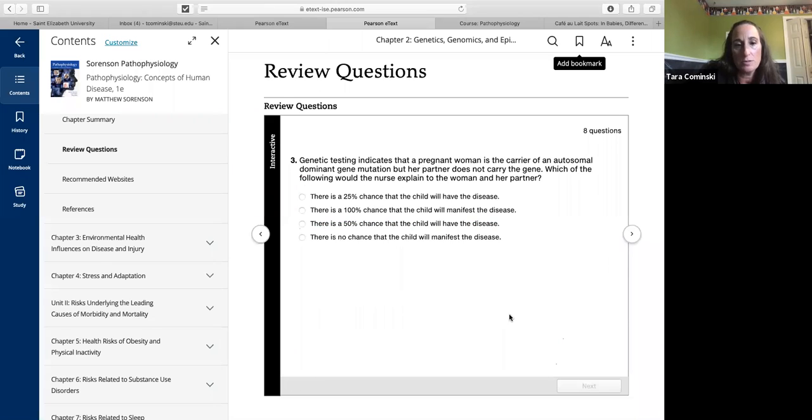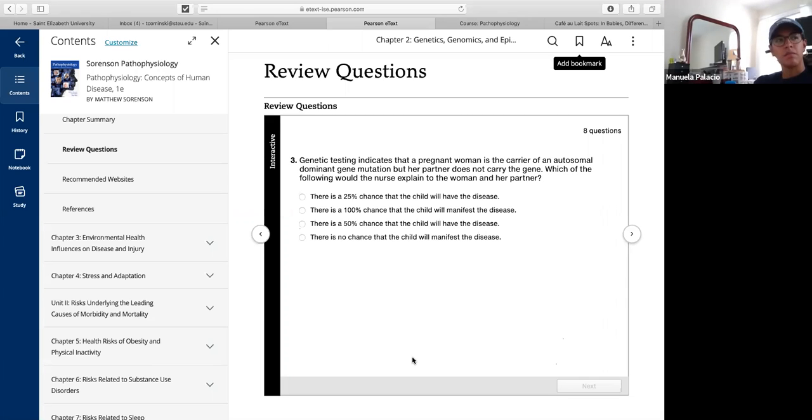All right, let's do the next one. Read that and let's see what we think about this one. That's kind of weird that they would say carrier. So if it's an autosomal dominant gene mutation, it says she's a carrier, it means she has the disease, no? Do you guys agree? I don't know that I necessarily like the way this is worded. But doesn't carrier mean that they contain it, not necessarily that they have the disease?